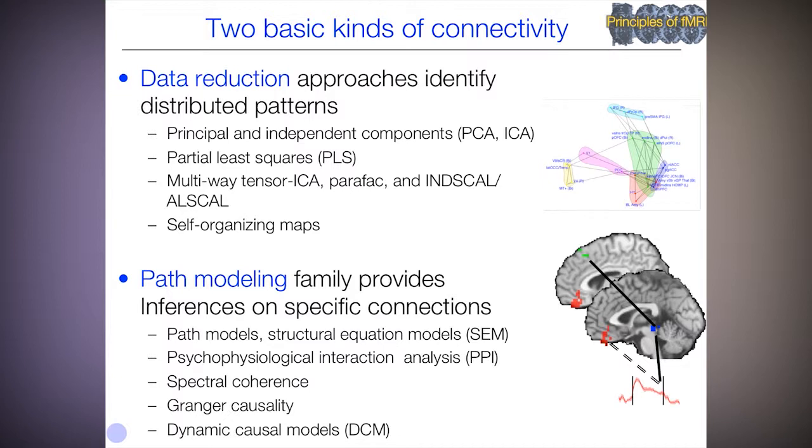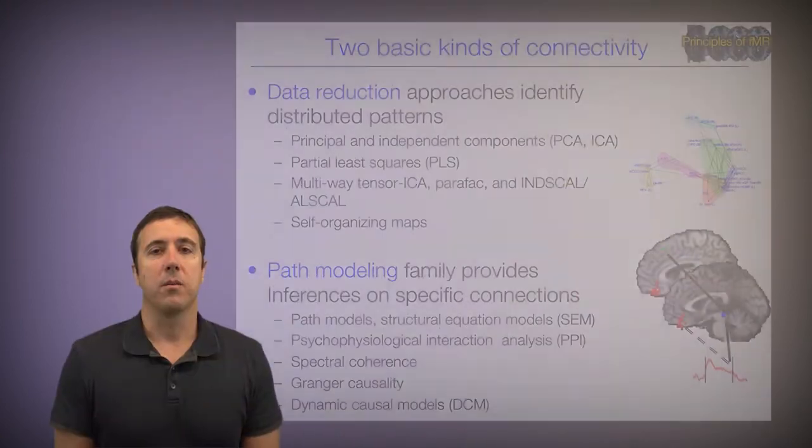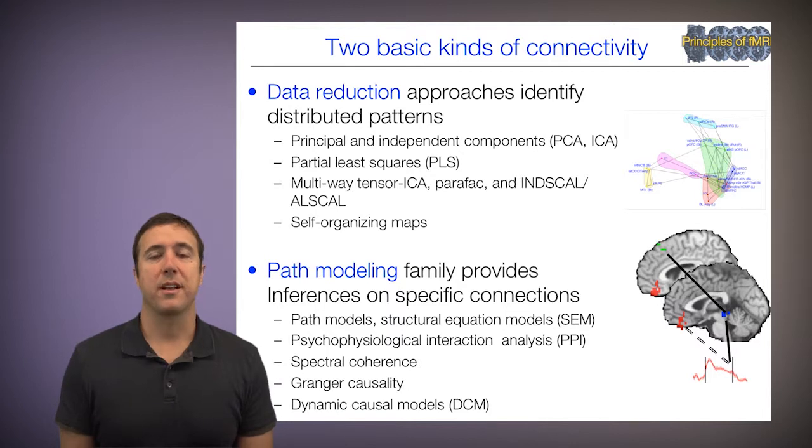The utility of this is to provide inferences about specific connections and associations in the brain and with physiology and behavior and experimental variables. And they include the following things. Path models are a series of linear models on observed variables, and structural equation models are very similar. They work on associations across variables. We'll look at a psychophysiological interaction analysis as a particular kind of path model.